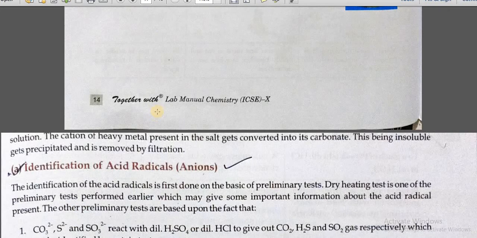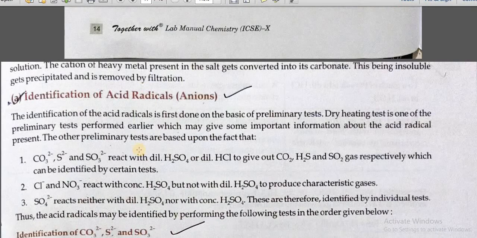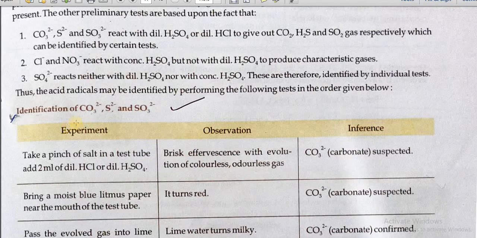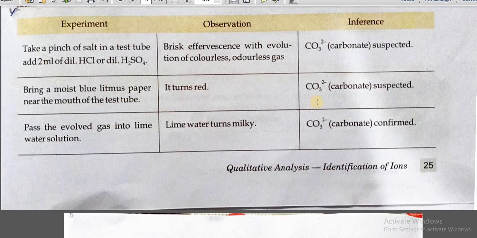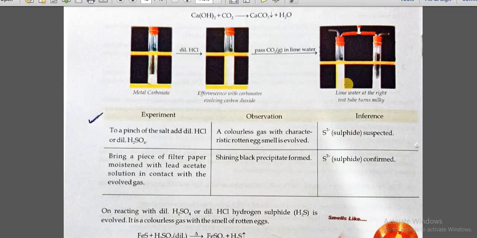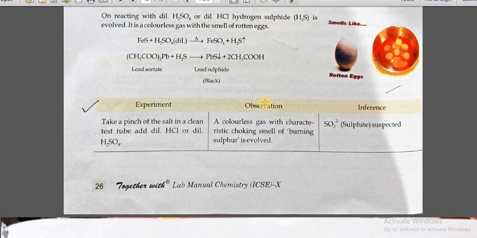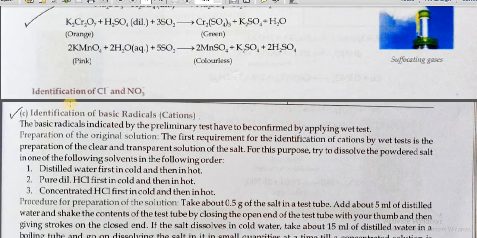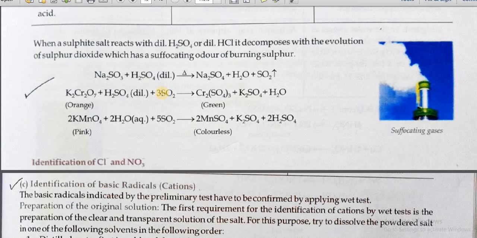Now for experiment number 2, you'll be writing qualitative analysis, identification of ions. Okay, after that you'll be writing the identification of acid radicals and ions. Okay, we'll copy all this thing. Then you'll write down identification of carbonate, sulfide, and sulfite ions. Okay, experiment, observations, inference, chemical equation, symbol, diagram as well. Okay, we'll copy all this thing. Then identification of chloride and nitrate ions, okay, as well.